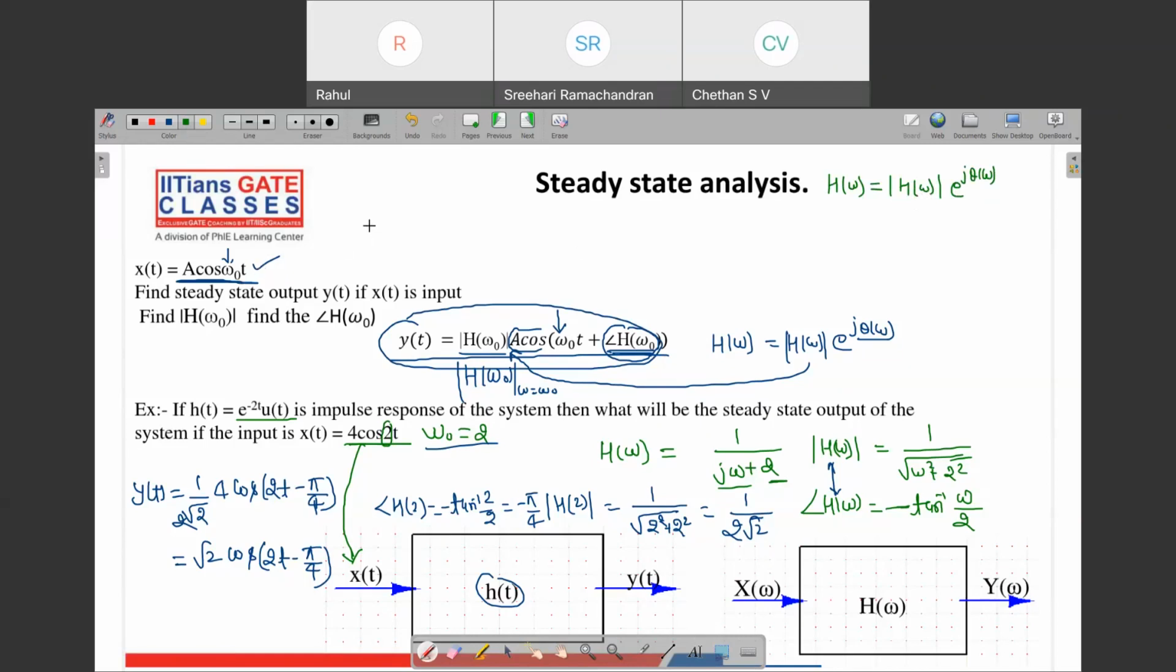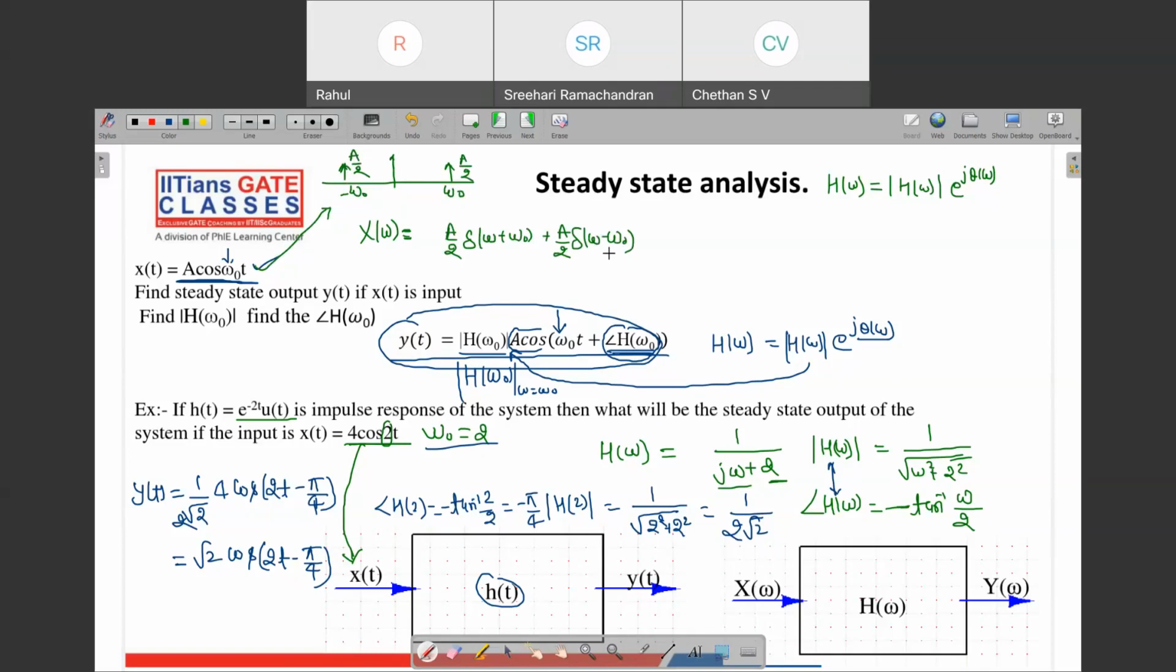X of t you can write as a cos omega naught t. So when you take its frequency domain, it will be two impulses. These two impulses will be located at minus omega naught and plus omega naught. This is the Fourier transform of the cos. So this is a by 2 and this is a by 2, so you can write it as a by 2 del omega plus omega naught and plus a by 2 del omega minus omega naught.